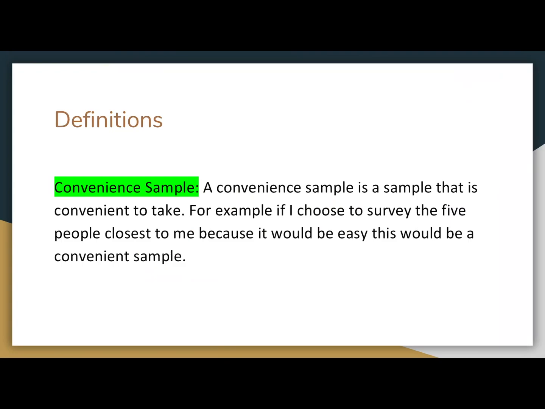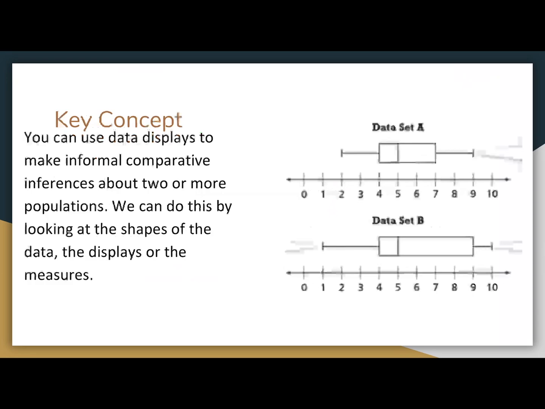So let's start off with a definition. A convenient sample is a sample that is convenient to take. For example, if I choose to survey the 5 people closest to me because it would be easy, this would be a convenient sample. A convenient sample wouldn't really be seen as a representative sample because it doesn't include the entire population, right? If you're only talking to the 5 people closest to you, then that wouldn't be representative of the entire population. It'd only be representative of the people around you.